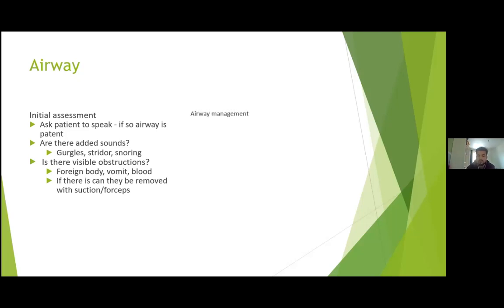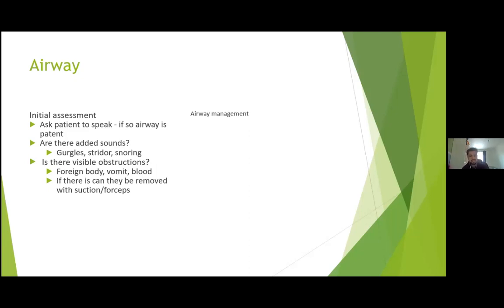So in terms of airway management, what can we do? If we're suspecting the airway isn't patent, what can we do? What interventions can we do when you get to a patient and they're not responding to you, and you can hear some noises, some snoring, some stridor? What are you going to do? Any suggestions? Are there any maneuvers we can do?